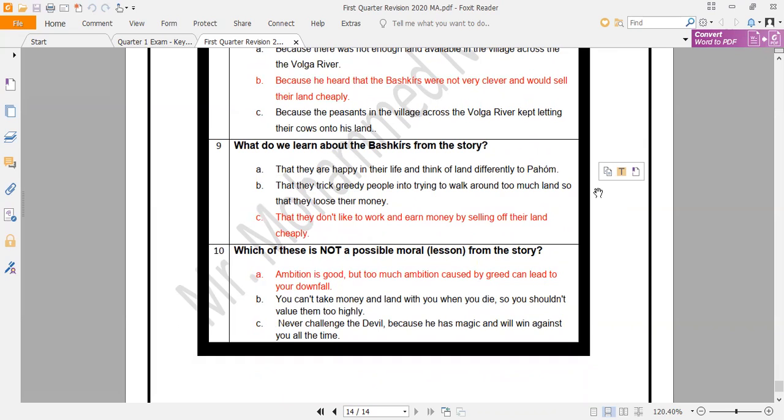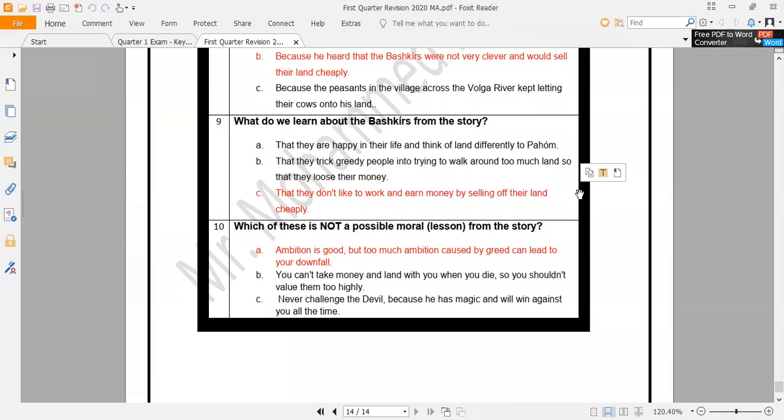Number nine, what do we learn about the Bashkirs from the story, that they don't like to work? Whenever the Bashkirs are in need of money, they sell some of their land and spend the money on their daily needs, like buying food or building a new home. So we know from the story that the Bashkirs don't like to work and earn money by selling off their land cheaply. No, sorry, I misread the question. What do we learn about the Bashkirs?